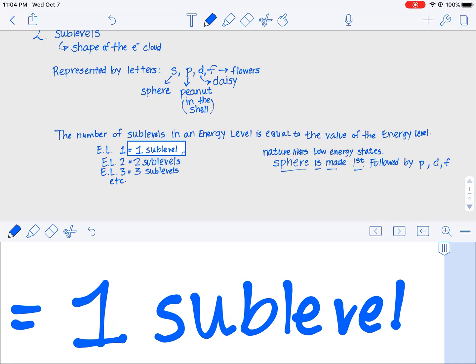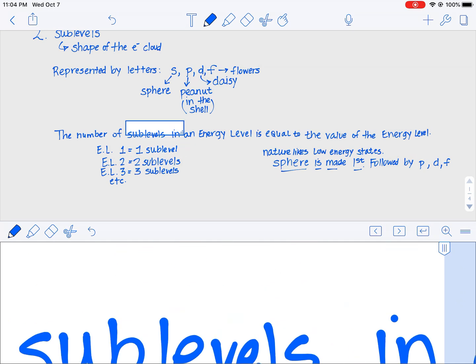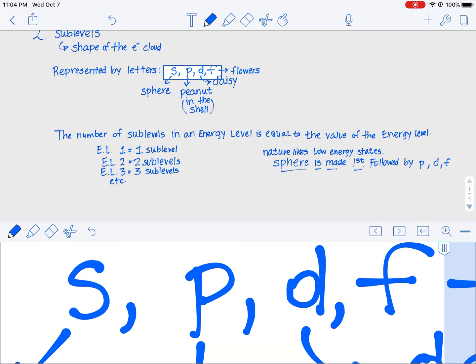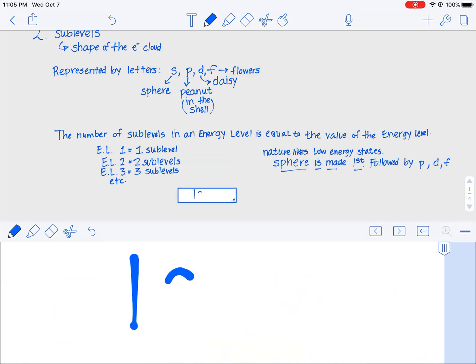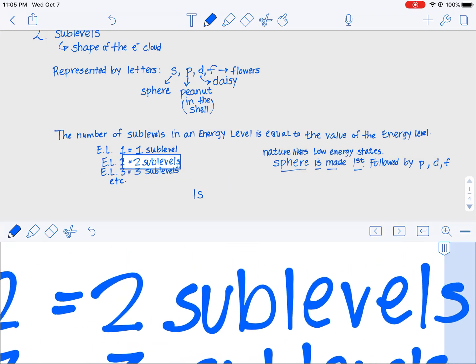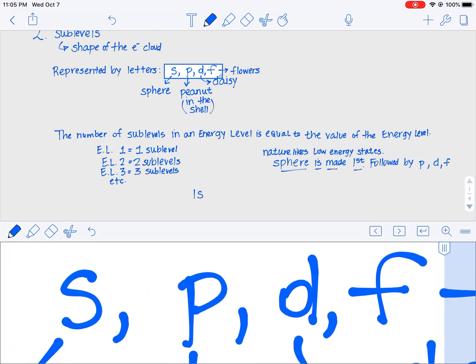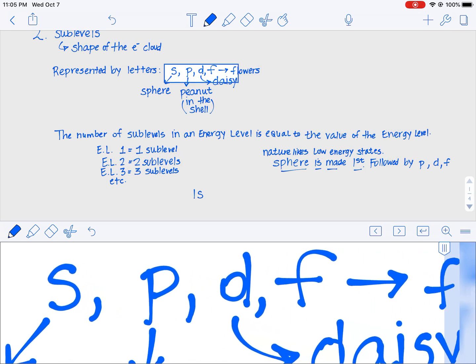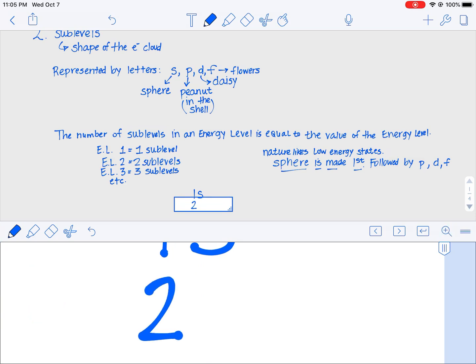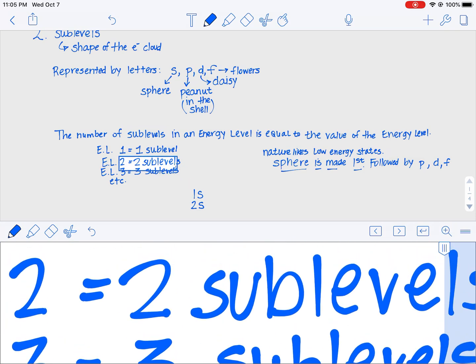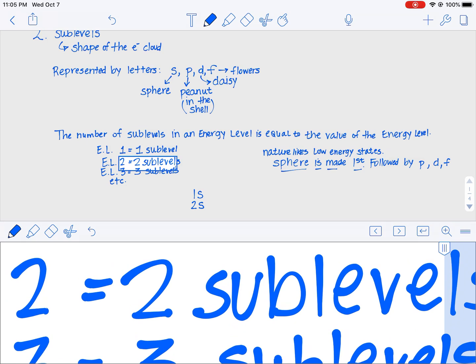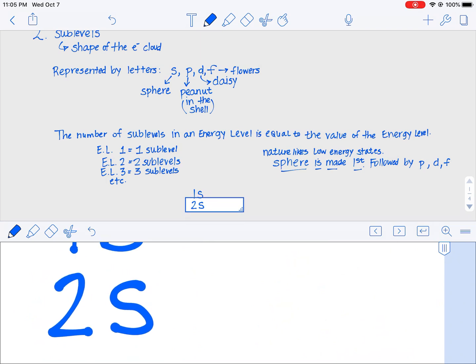So when you look at energy level 1, it's only going to have one sublevel. The sublevel choices are S, P, D, and F. Which one will be in energy level 1? You're right, the sphere. Energy level 2 will have two sublevels. The choices for sublevels are S, P, D, and F. Which one will nature make first? You're right, the sphere. So we have energy level 2, sublevel S. But we now need a second sublevel. What will nature make after the sphere? The peanut. So we'll write energy level 2, P sublevel.